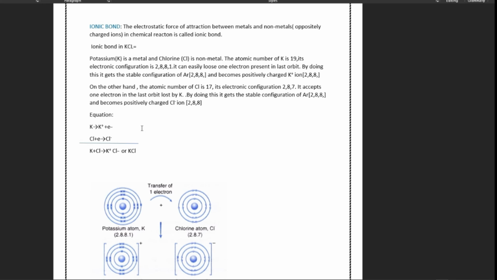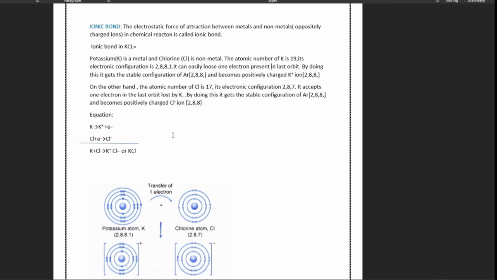So the equation is: potassium becomes potassium plus. It is positively charged, which means it has released one electron. When one electron is added to the potassium plus, it becomes potassium again. Potassium plus means one electron is absent. So when one electron is added to it, it becomes potassium.